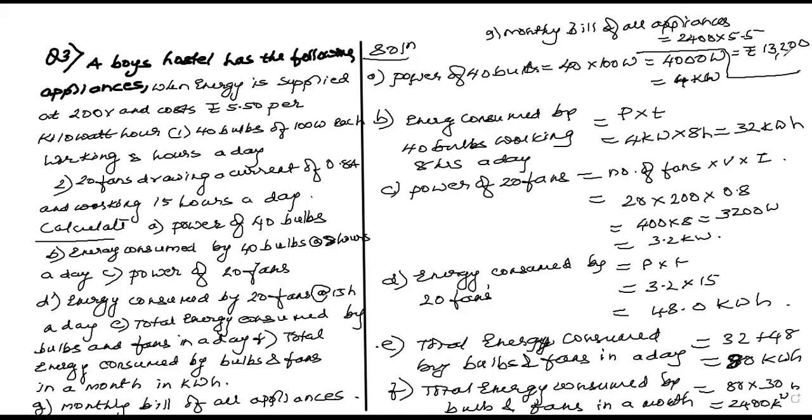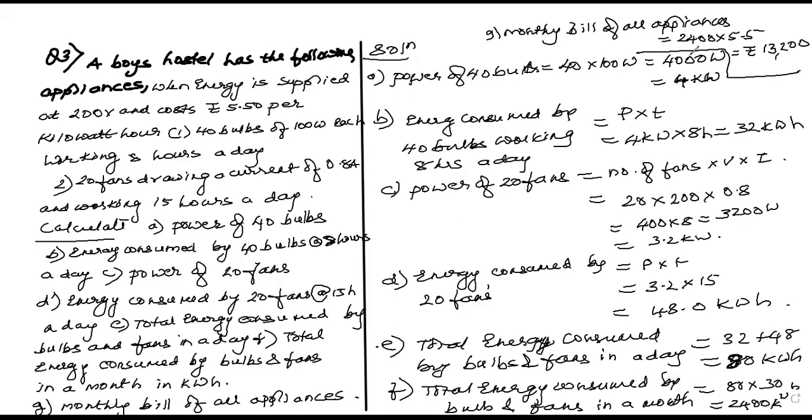So once again, children, we'll do it. A boys' hostel has the following appliances. Energy is supplied at 200 volt, and cost is rupees 5.50 per kilowatt hour. There are 40 bulbs of 100 watt each working 8 hours a day. There are 20 fans drawing a current of 0.8 ampere and working for 15 hours a day. First part of the question is power of the 40 bulbs. Power of the 40 bulbs will be 40 into 100 watts, 4,000 watts.